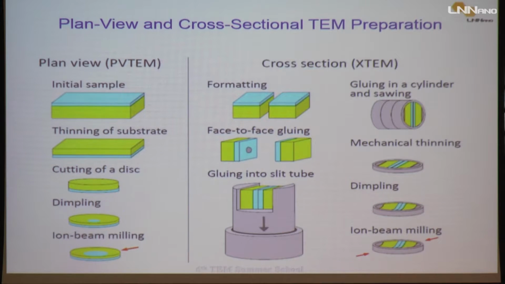You cut very small pieces of this cylinder, and then you have a disc like here that we started, and then we start with the thinning of this disc to make it smaller and smaller, and then we go to dimpling this disc. We make a dimple inside the disc, and then again we go to ion beam milling, okay? And then we will have here in the very center electron transparency, and you can see the cross-section of your material.